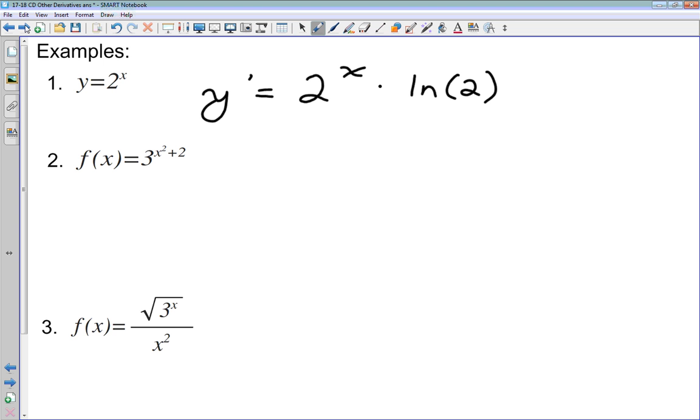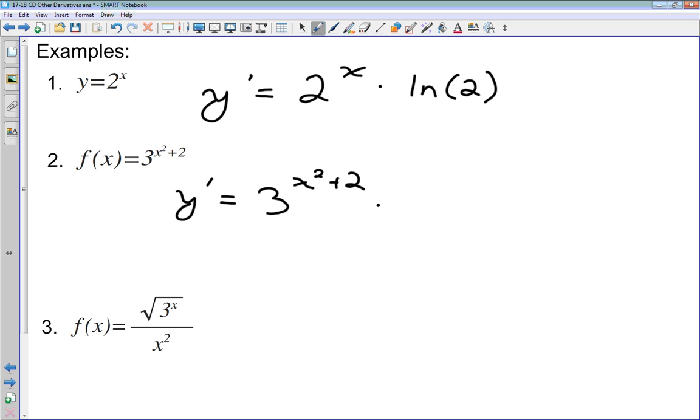Next up here. F at x equals 3 to the x squared plus 2. So we've got an exponential function, base is 3, and it's a composite function. Okay? Our inner function is that x squared plus 2. So what's our derivative going to be? Well, exponential function, first part of the derivative is always going to be the original function, 3 to the x squared plus 2.